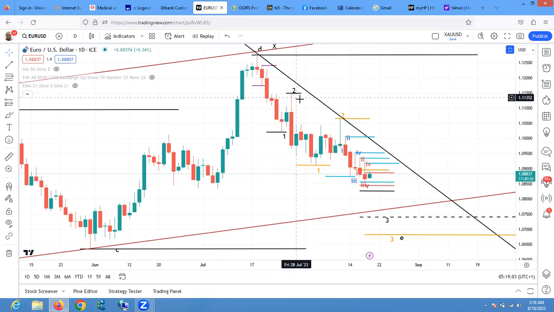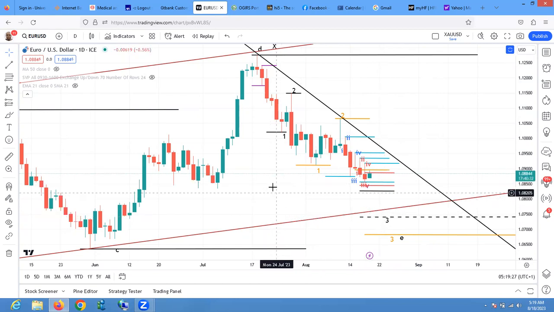So if it's going to be potentially a wave 3, what do we expect? At least we expect a minimum of 161.8 extension between this wave 1 and wave 2. That will be here, which is very close to that trend support. So we might just have a breach of that trend support, but at least we expect it here.